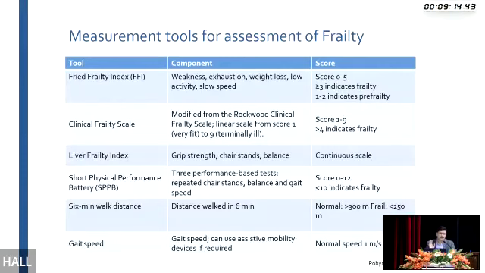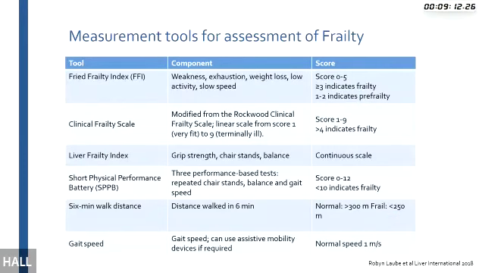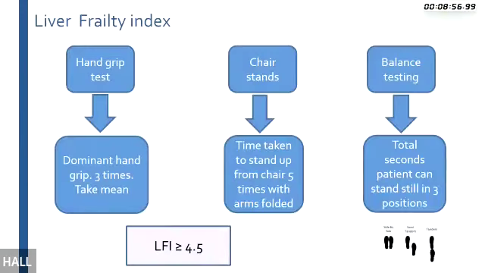Multiple composite scores have been suggested. The frailty score was the initial score which was being used. Then you have this clinical frailty scale. The most accepted out of this is the liver frailty index. And two simple tests which I will talk about are the 6-minute walk test and the gait speed.